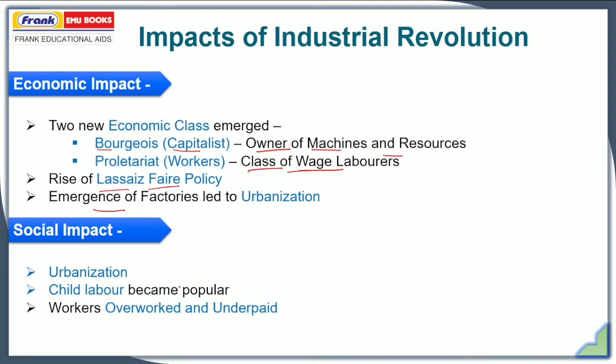Child labor became popular because factory owners wanted to pay the employees as little as they could. So child became the most preferable employee because they needed to pay very less as compared to male or female. Workers were overworking but underpaid. That was the black reality.